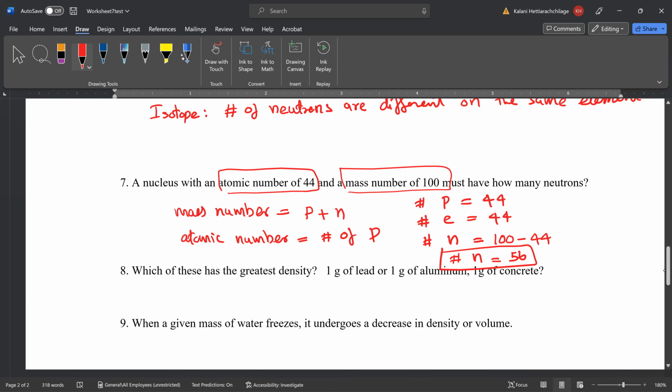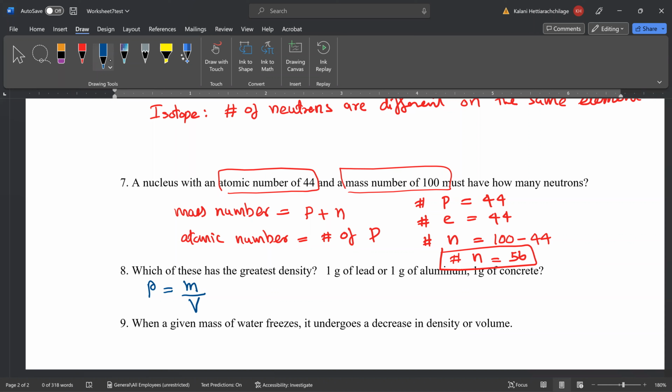And next, move into number 8. Which of these has the greatest density? So now we're going to move into the density information. Density, as we know, we use the letter rho, the Greek letter symbolizing density, equals mass over volume. Okay, mass over volume.